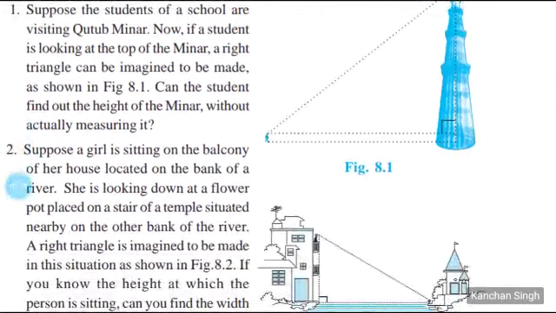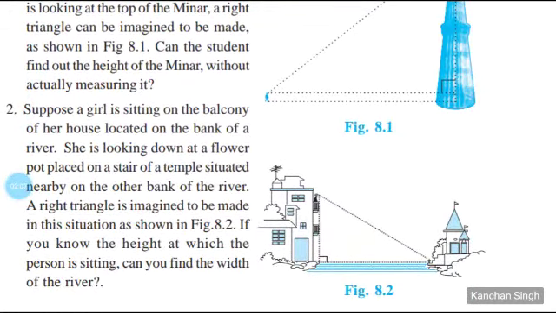Suppose a girl is sitting on the balcony of her house located on the bank of a river. She is looking down at a flower pot placed on a stair of a temple situated nearby on the other bank of the river. Just imagine the right angle triangle. We should find the distance from the balcony to the bottom of the temple. How will we find the height, or length, whatever we want?